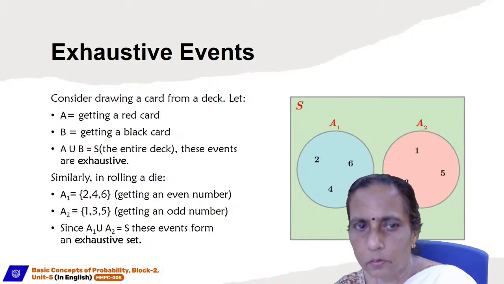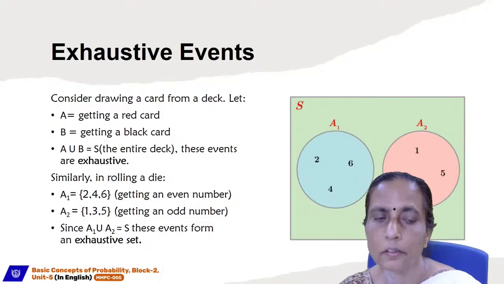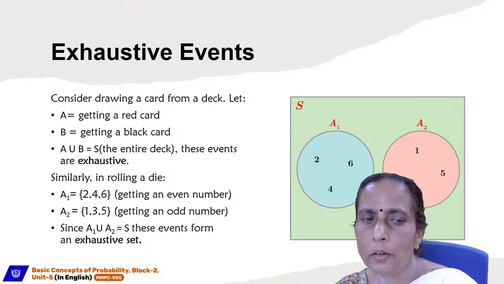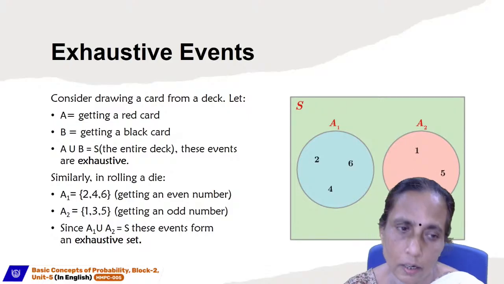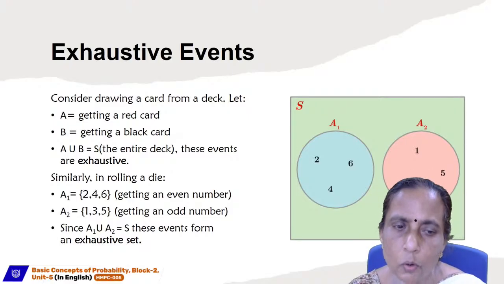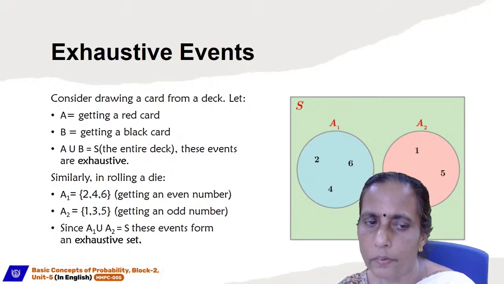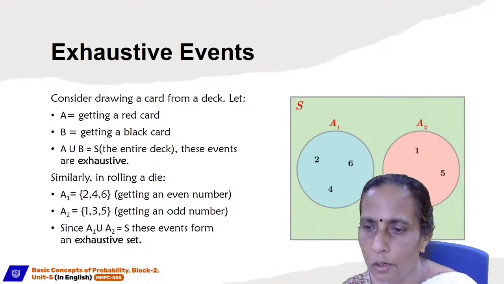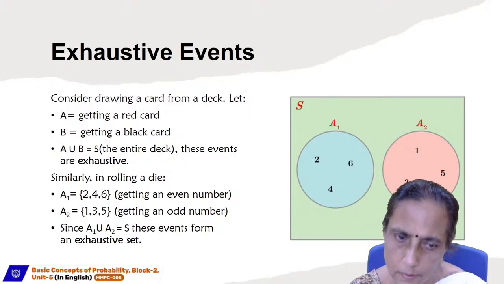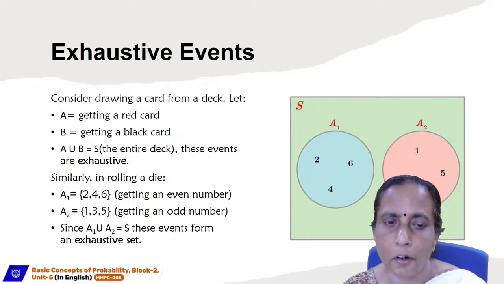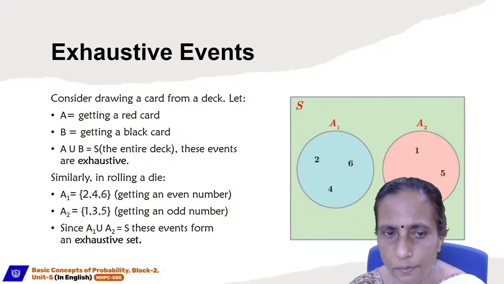Suppose we have a deck of cards, which you know has 52 cards. Let A be getting a red card and B be getting a black card. Then A union B is the entire deck, that is the sample space, so A and B are exhaustive. Similarly, when rolling a die, let getting an even number be A1 and getting an odd number be A2. The outcomes of A1 are 2, 4, 6 and of A2 are 1, 3, 5. The union of A1 and A2 is 1, 2, 3, 4, 5, 6, the sample space of all possible outcomes. Hence A1 and A2 are exhaustive events.